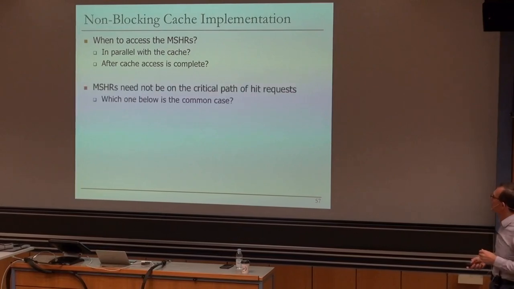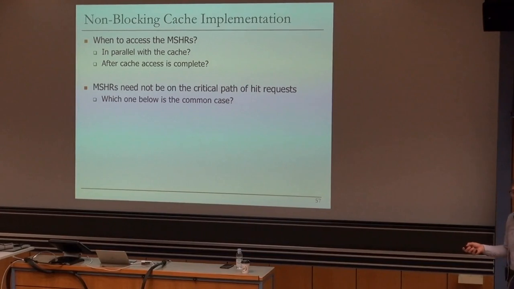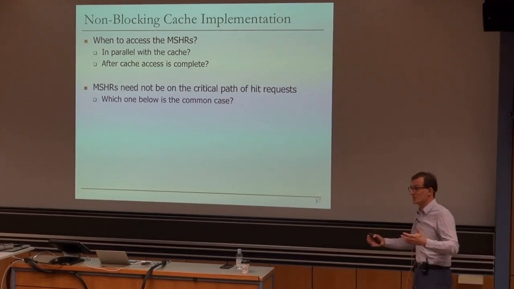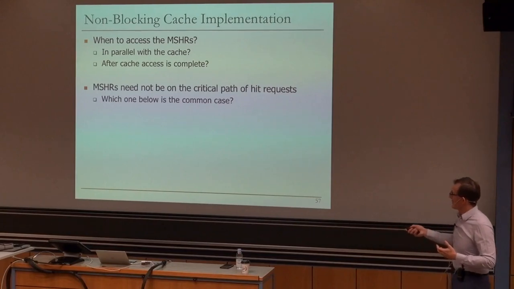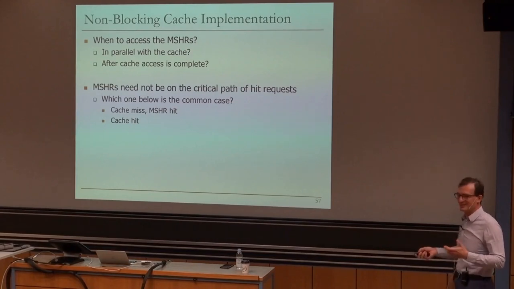So it depends. But the key is MSHRs need not be on the critical path of hit requests. That's the key. Because these are things that are dealing with misses, right? And I'll give this example. Which one below is the common case? Cache hit or cache miss and MSHR hit?